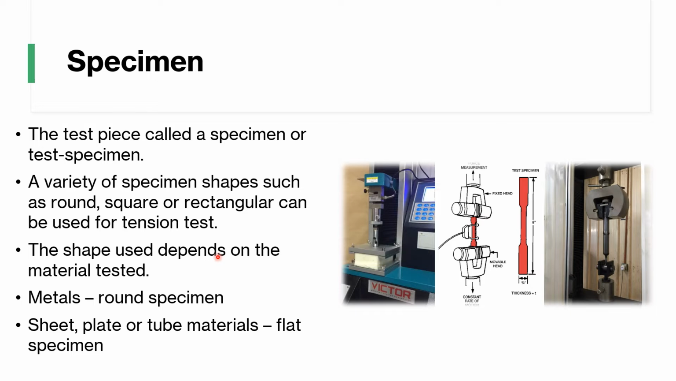A variety of specimen shapes, such as round, square, and rectangular, can be used for tension tests, and the shape used depends on the material tested. So for metals we have round specimens, and sheet, plate, and tube materials are called flat specimens. Again, the machines are different for different materials. Some machines can be set up in different ways to accommodate different specimens. Some machines cannot.